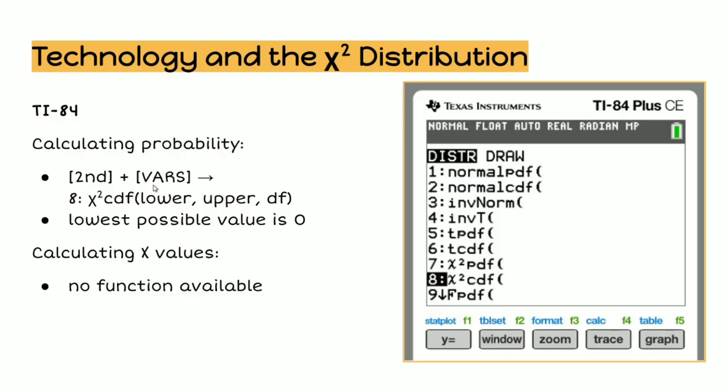The downside to the TI-84 is it can't calculate x values, meaning if I know the area, I can't work backwards to figure out the boundary value. The upside is we don't really need to do this for these tests because the tests are built into the calculator, so I won't need to do these individual steps.